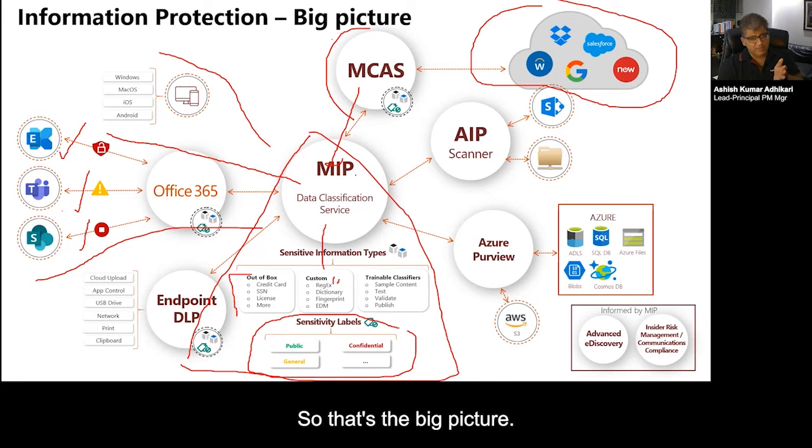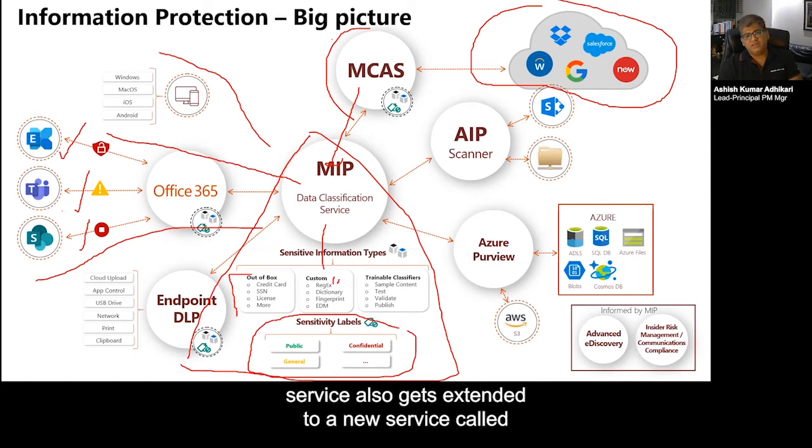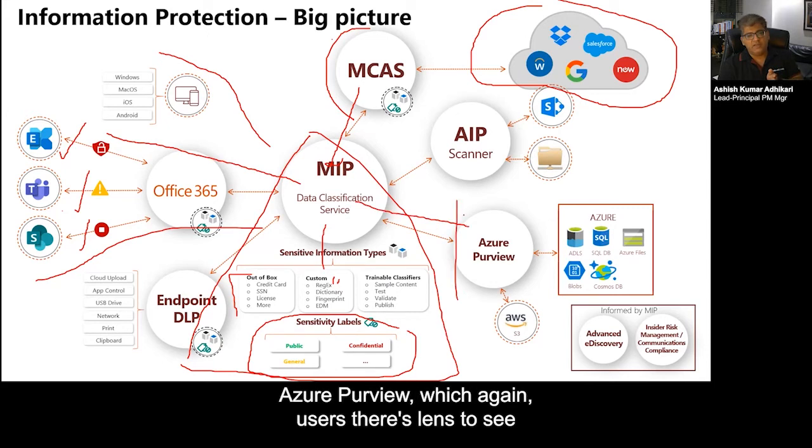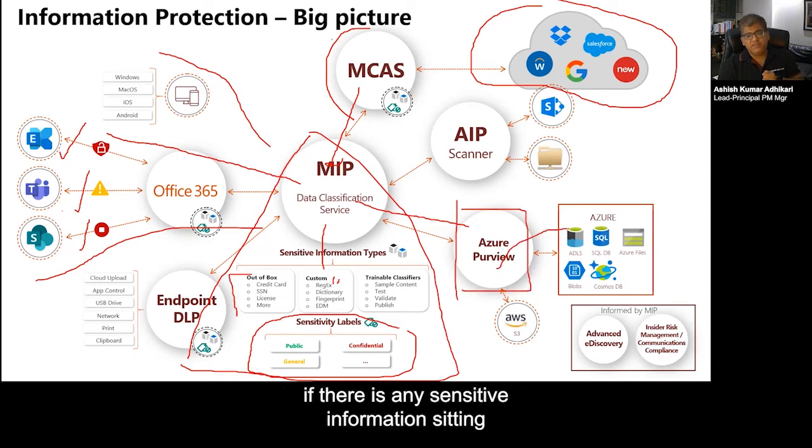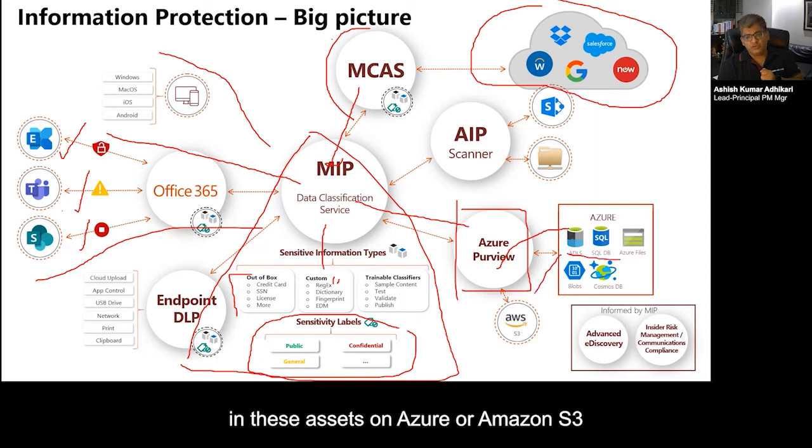So that's the big picture. Now, not only does this classification service get used by MCAS and other parts of O365, including the endpoint DLP, which I'll explain in coming slides, but this classification service also gets extended to a new service called Azure Purview, which again uses this lens to see if there is any sensitive information sitting in these assets on Azure or Amazon S3, and then necessary policies can be framed.